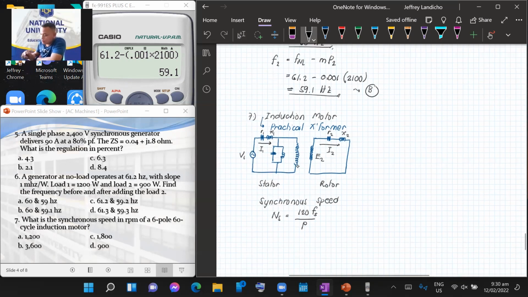Now, we have also the rotor speed. Kasi alam natin, rotor is the rotating part. So, pag sinabi natin rotor speed, this is always the actual speed at which the motor rotates. So, let us consider that as NR.